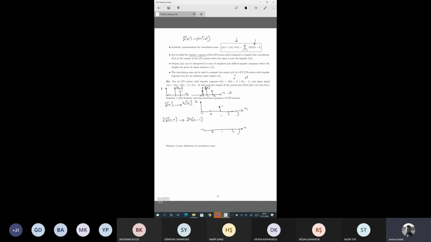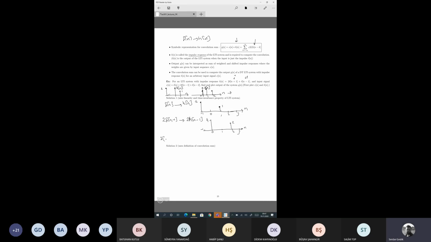So what I will do, I will shift h of n 1 unit right, because it is h of n minus 1. So I will shift 1 unit right and scale by 2. So this is 4 and this is 2. So this is my 2 times h of n minus 1.